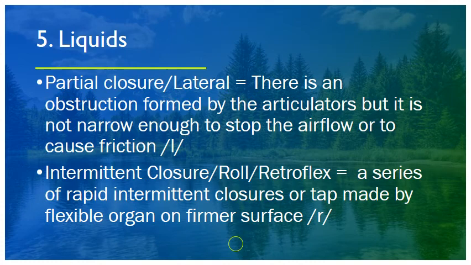Number 5 is liquids. Liquids consist of 2. The first liquid is partial closure or lateral. Lateral or partial closure is where there is an obstruction formed by the articulator, but it is not narrow enough to stop the airflow or to cause friction.